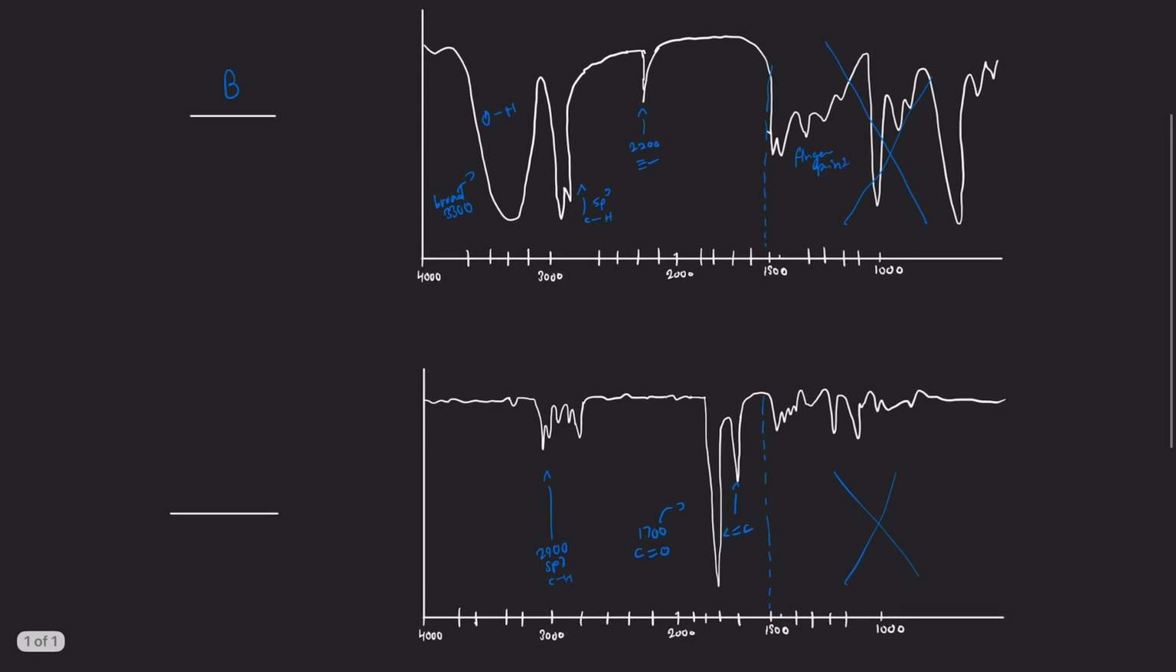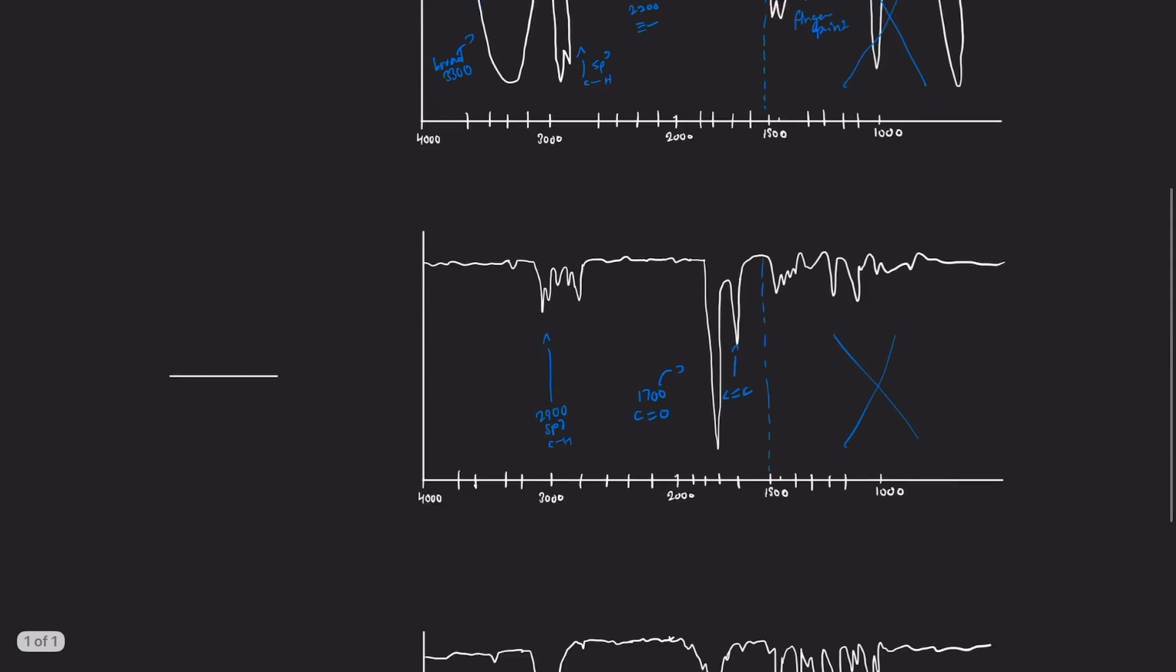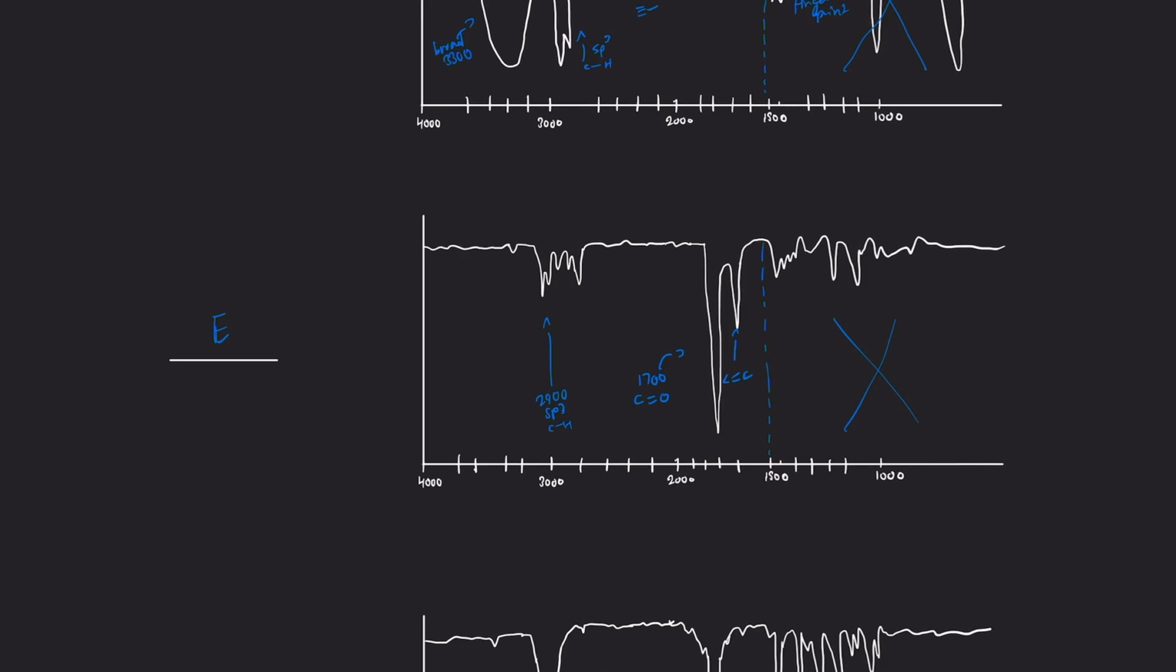So when we look at our compounds up above, we're looking for a C double bonded to an O with an alkene. So A does not have a carbonyl, C does, but it does not have an alkene. D does not have a carbonyl, E has a carbonyl, and it has an alkene, and F does not have a carbonyl. So our only option is E. So here's your carbonyl, and there is your alkene. So for the second graph, E is the correct matching compound.